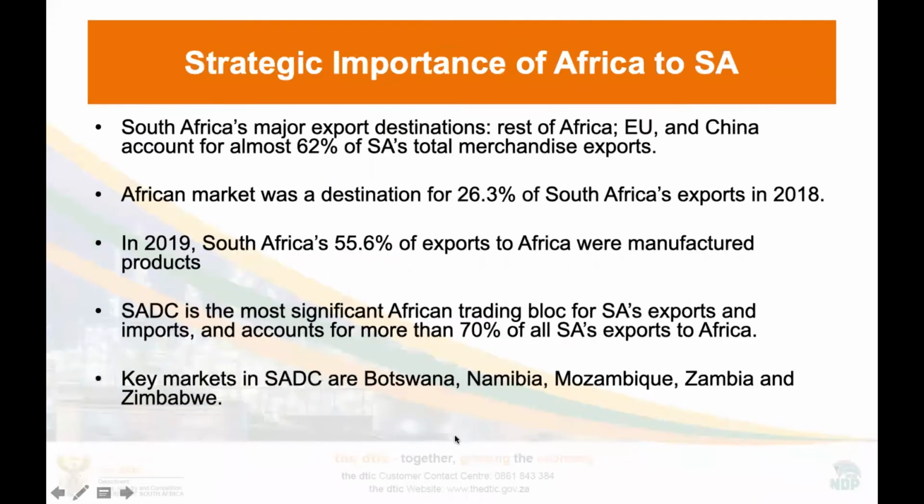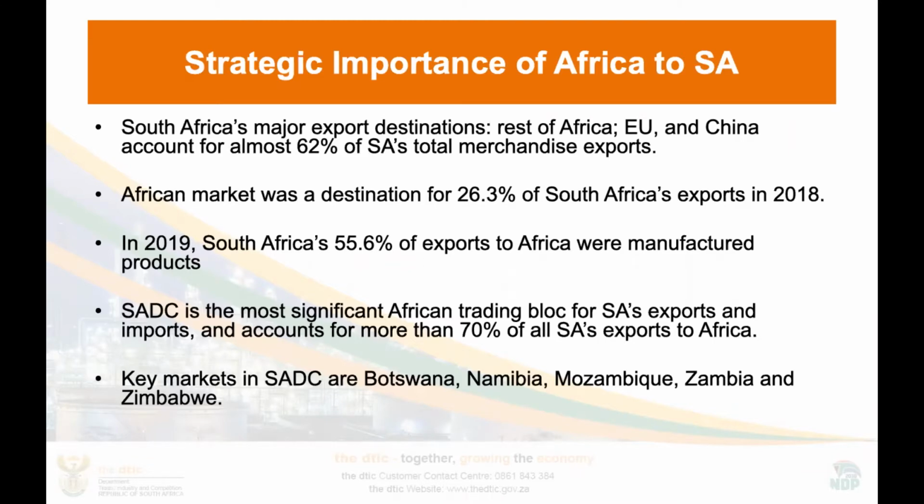If we go to the next slide, we will find that for South Africa, Africa is of strategic importance in that it's amongst the top export markets for us after the EU and China. It also accounts for 26% of our exports. And in 2019, 56% of what we exported to Africa were manufactured products, whereas if we look at what we export to Europe and the Americas region, we export commodities.